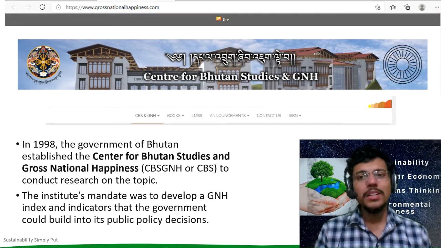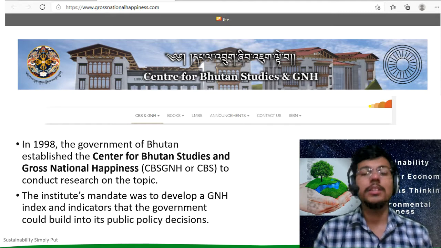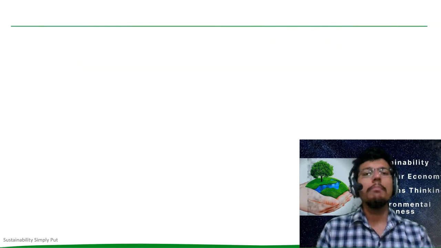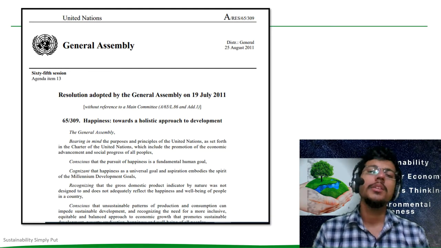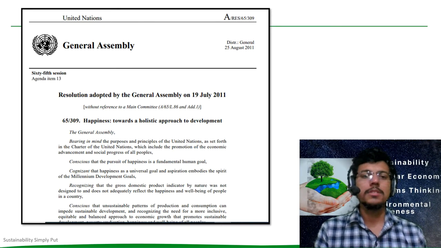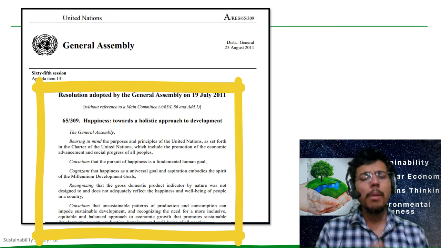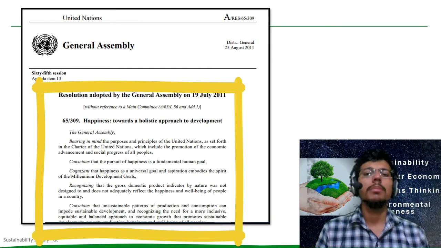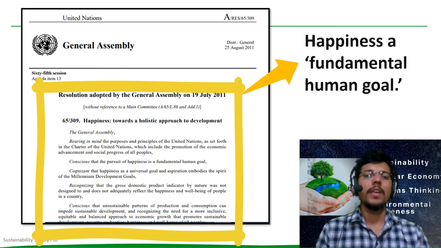The institute's mandate was to develop a gross national happiness index and indicators that the government could build into its public policy decisions. Appreciating the importance of this initiative, in 2011, the United Nations General Assembly passed a resolution, Happiness: Towards a Holistic Approach to Development, urging member nations to follow the example of Bhutan and measure happiness and well-being, and calling happiness a fundamental human goal.